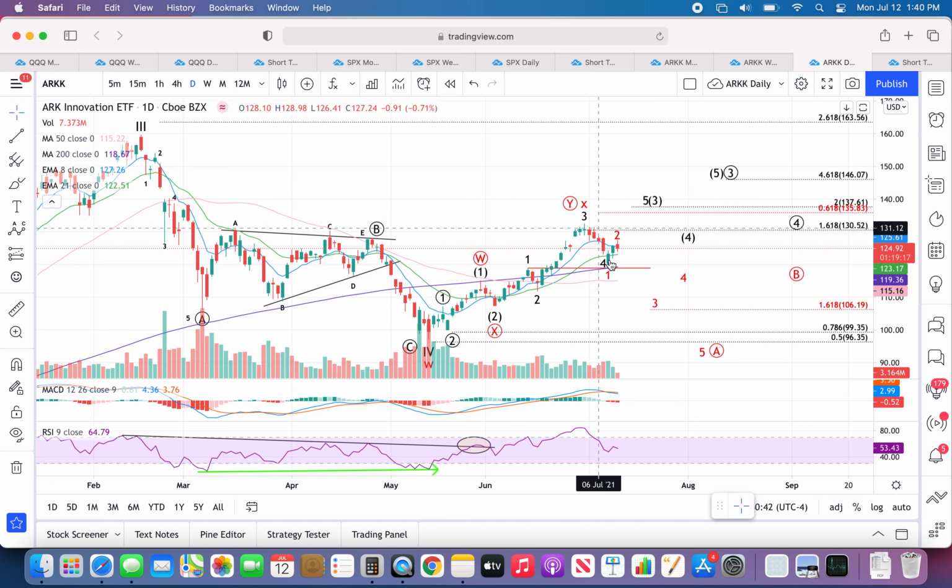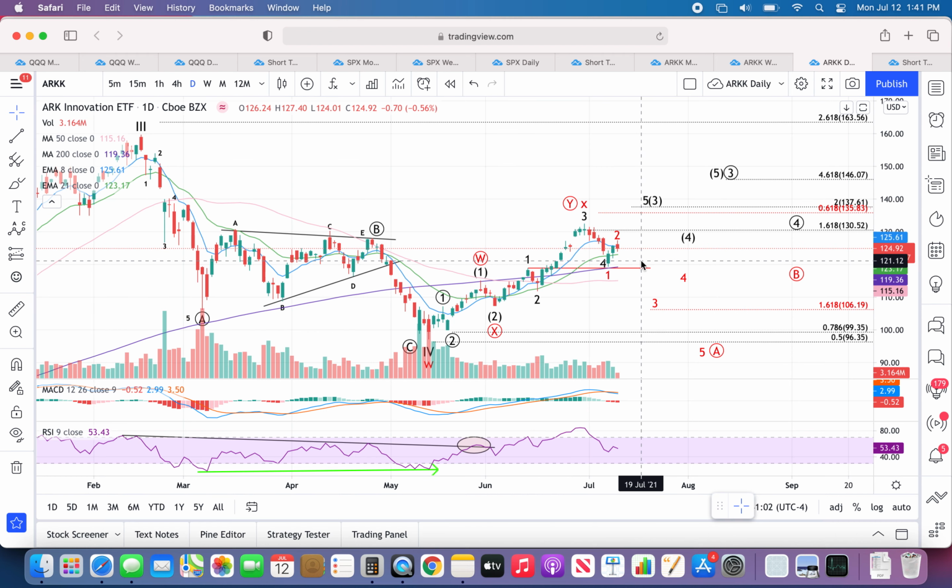What I also want to point out is my bullish count is not violated because the low that occurred on July 8th did not trade into the high that occurred on June 14th by just a few cents. So this bullish black count is still valid.